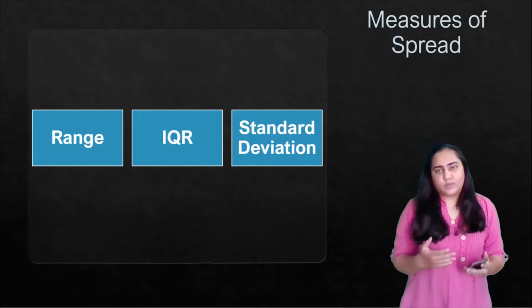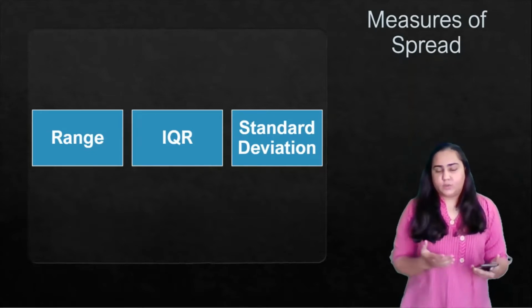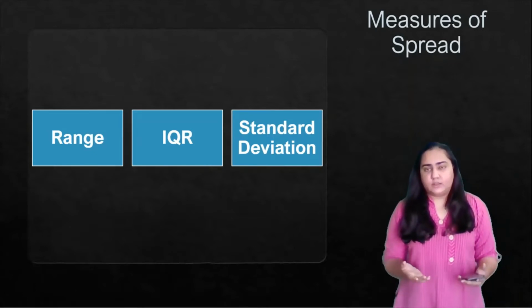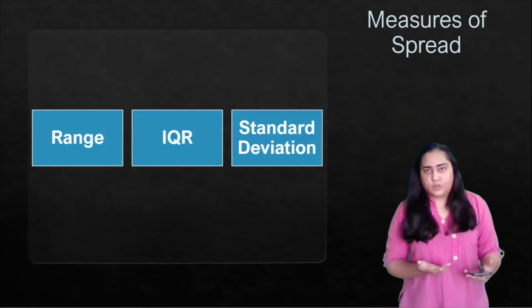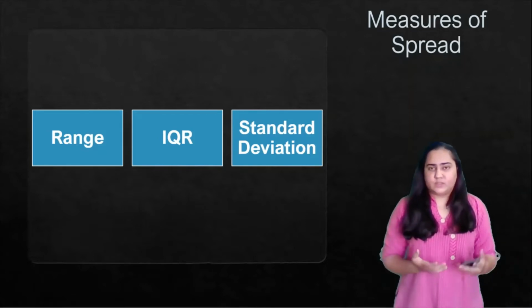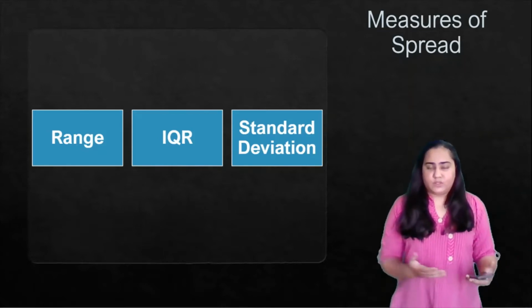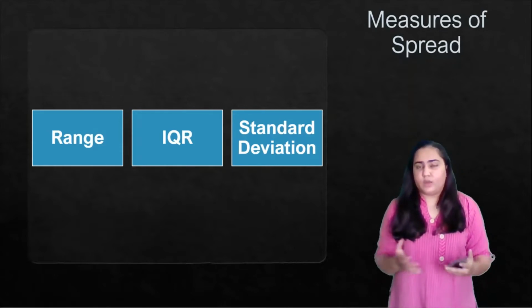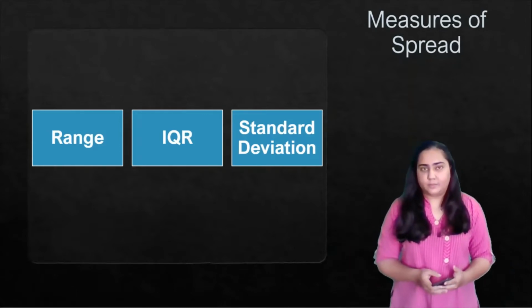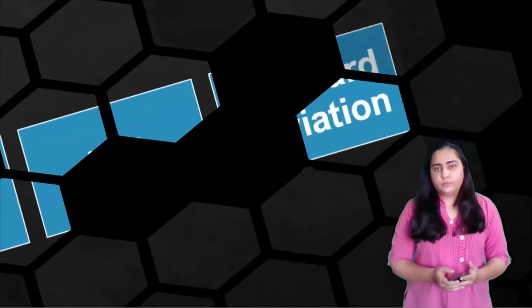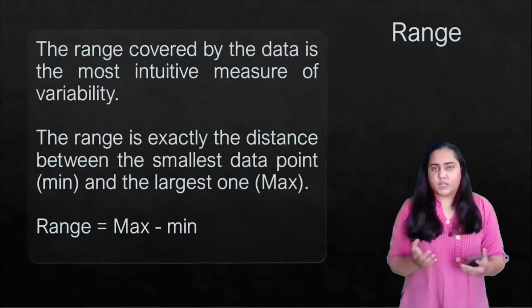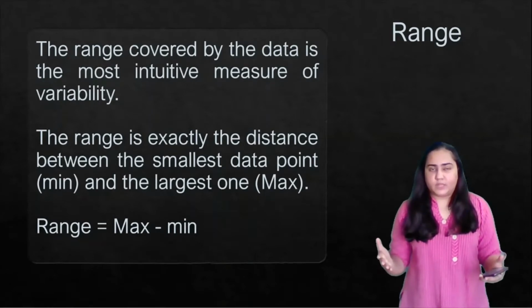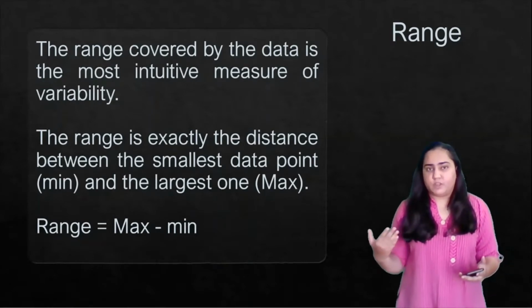Now, unlike measures of center that only find out the center of a given data set, the measure of spread is all about how far the data is spreading from the center, how wide, how big the data is, what is the minimum value and what is the maximum value, so that we get to know how big our data is and how far it is spreading. So the range, which is the first measure of spread that we are going to study, is nothing but the covering that is done by the data, and it is the most intuitive measure of variability.